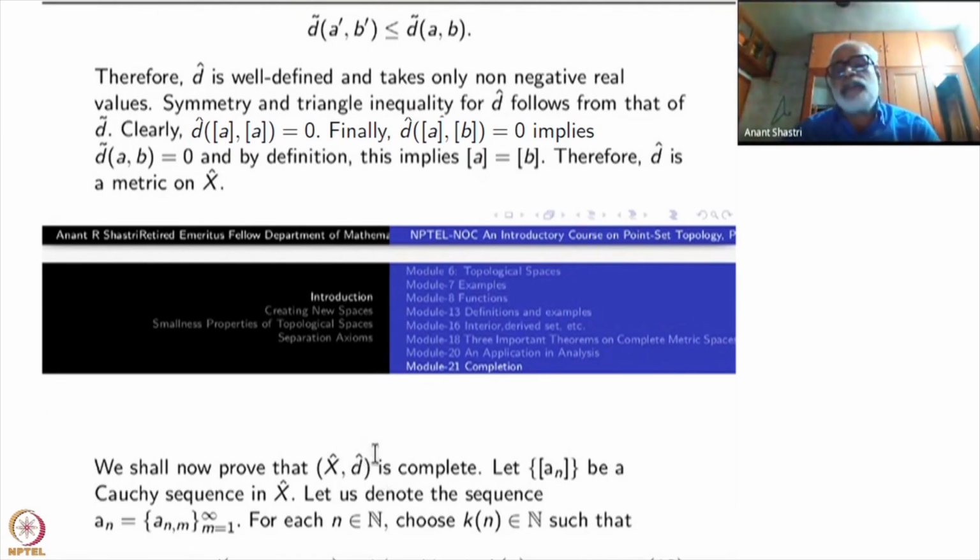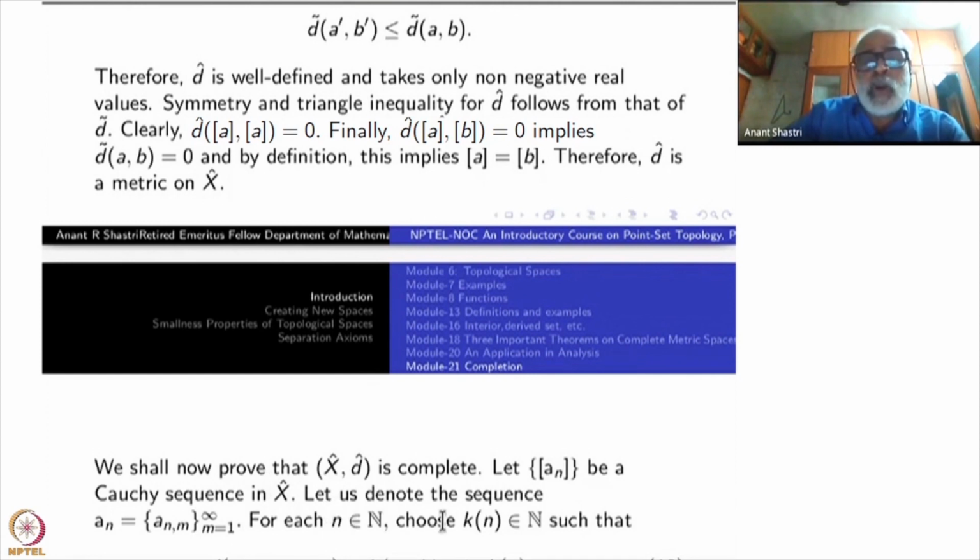We have constructed this one. Now take a_n to be a Cauchy sequence in x hat. Each a_n is a Cauchy sequence, right? The equivalence class is one single element. Now you take a Cauchy sequence of that. Okay, that will be a Cauchy sequence in x hat.